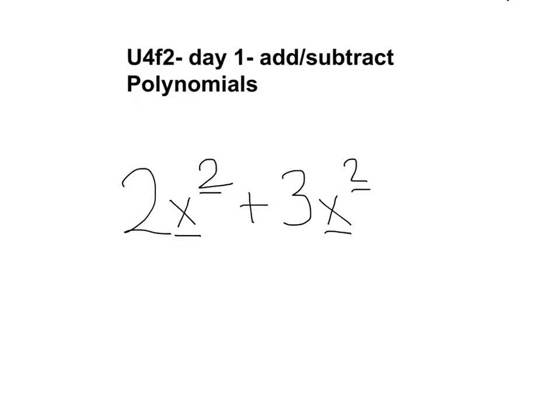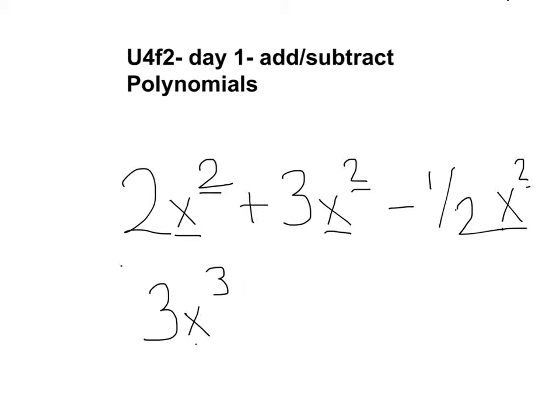I can also subtract a 1/2 x squared, because this also has an x and it's to the second power. But if I wanted to combine a 3x cubed with this, even though it has the x, we can see it's to the third power. So we can't combine it because it's to a different power, even though it has the same variable.